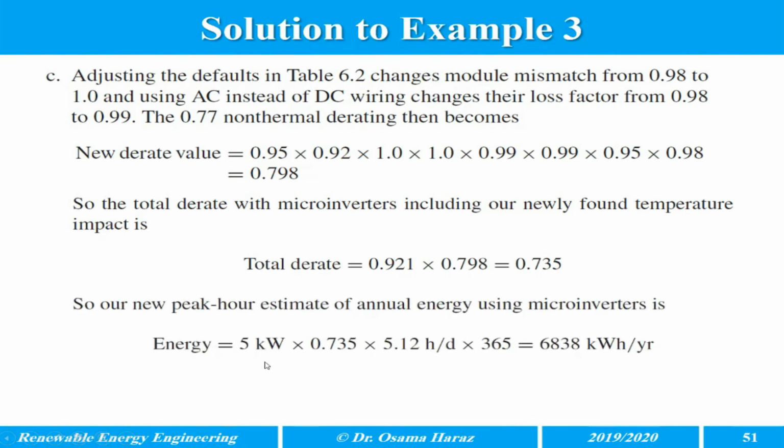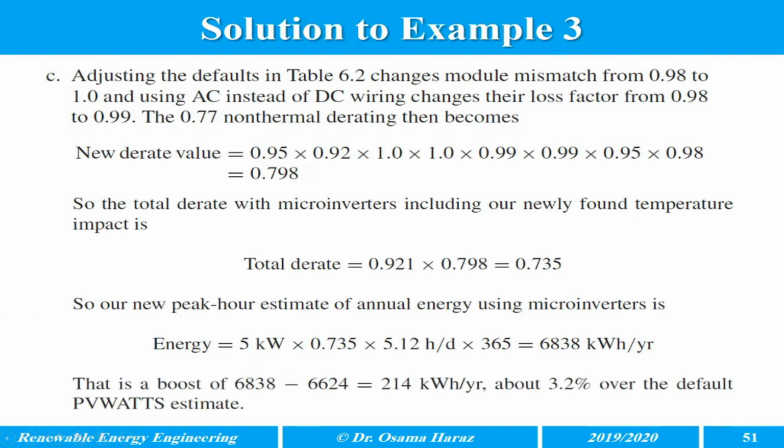and then the energy will be from the peak hour approach 5 multiplied by this new D rate factor, multiplied by 5.12 times 365. You will get 6838 kilowatt hour per year. This is the estimate of energy production. So there is a boost of 214 kilowatt hour per year when we are improving the module mismatch and DC wiring losses.